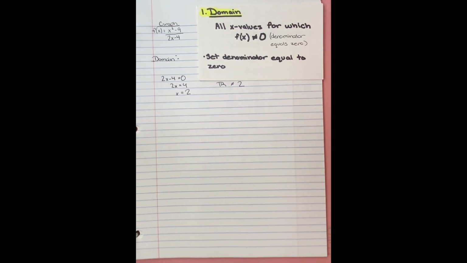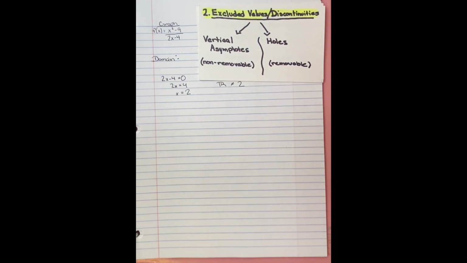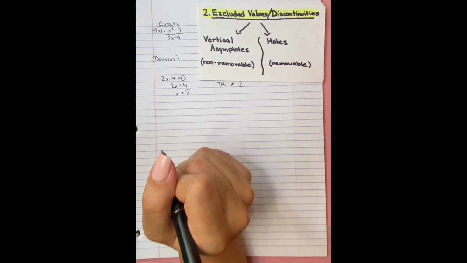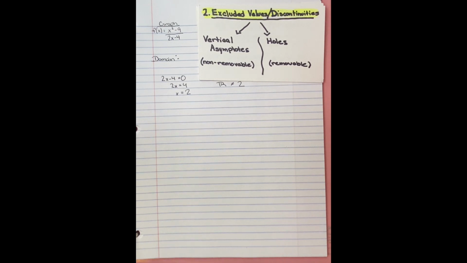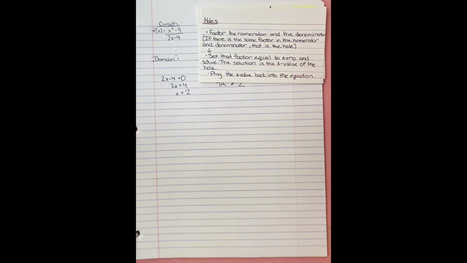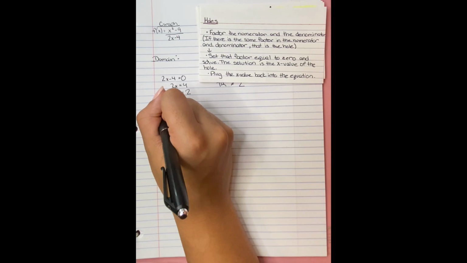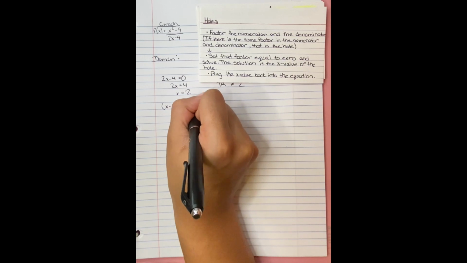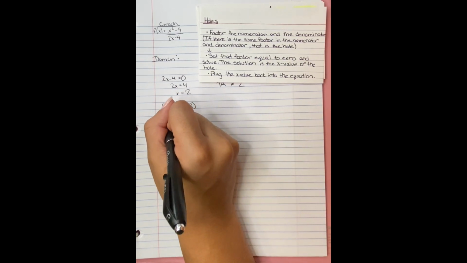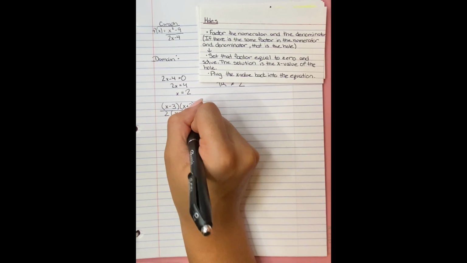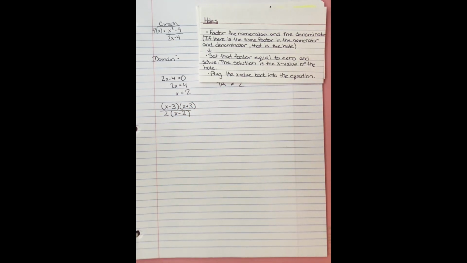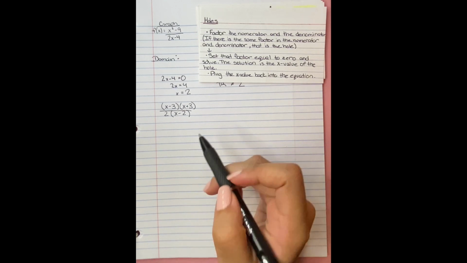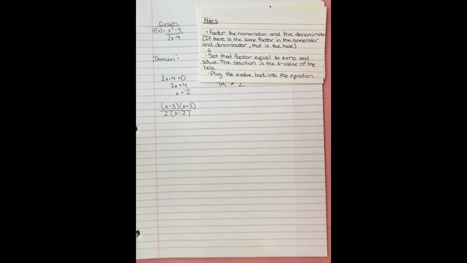Then our second component is going to be solving for any excluded values or discontinuities. In doing that, the first thing we're going to want to look at is our holes. To find any holes, we're going to want to factor the numerator and the denominator. If there is the same factor in the numerator and denominator, that's going to be our hole. So if we factor both the numerator and the denominator, we'll have x plus 3 times x minus 3 over 2 times x minus 2. When looking at that, we can see that we do not have equal factors in both the numerator and the denominator, so we won't have any holes.